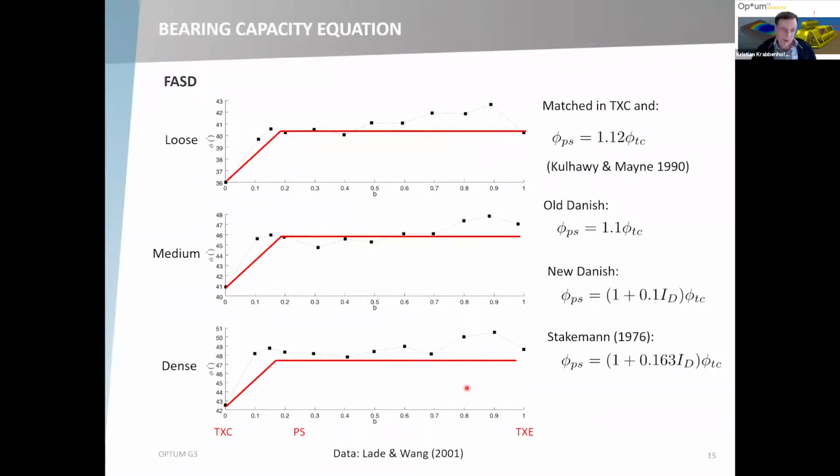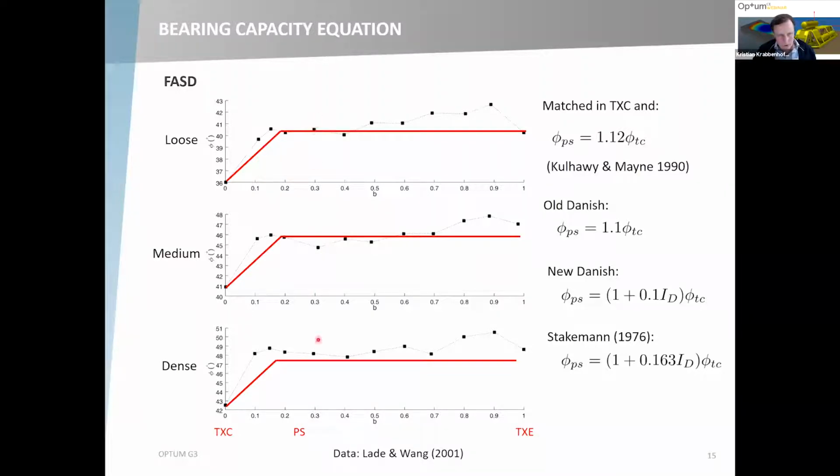We have a separate webinar on that, so there are much more details on that webinar that you can find on our YouTube channel. But just to emphasize again that the friction angle does actually vary quite considerably depending on the stress state, say between triaxial compression and triaxial extension. These are data of Lade and Wang for loose, medium, and dense sand, true triaxial tests. This is the b ratio here, some ratio between the principal stresses, where 0 corresponds to triaxial compression, 1 is triaxial extension, and plane strain is somewhere in between.